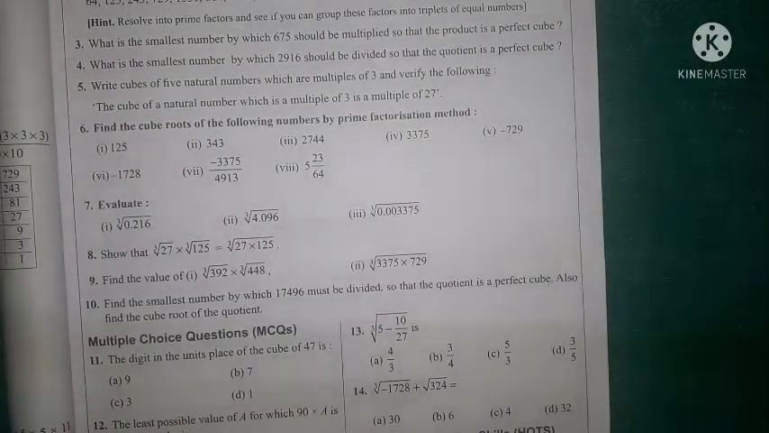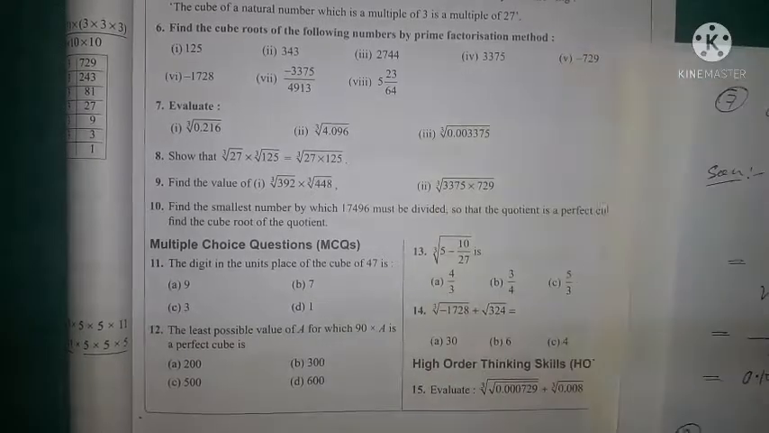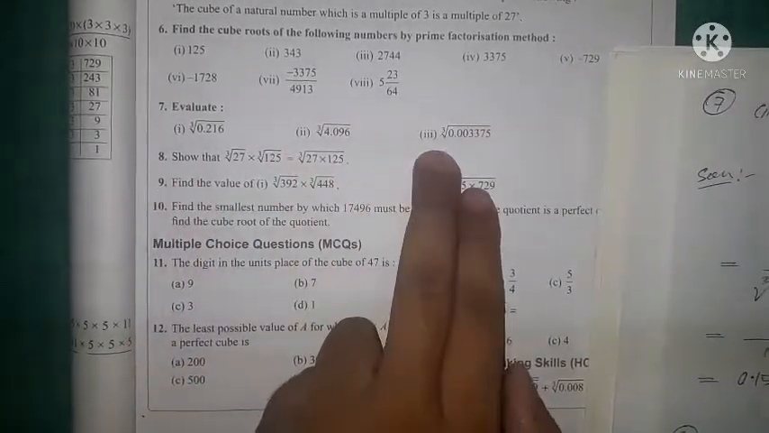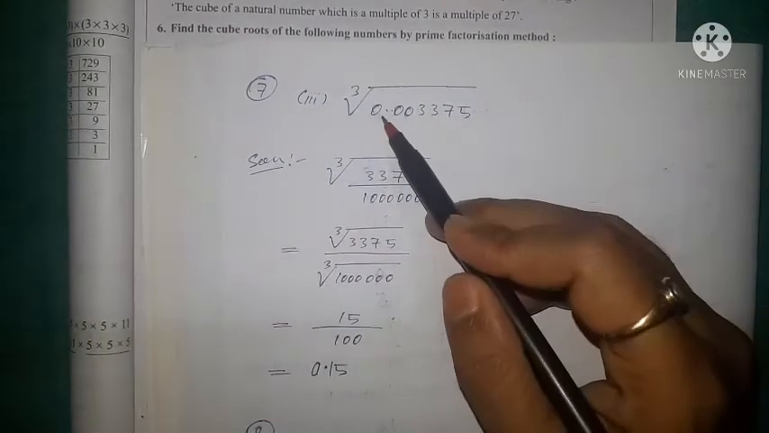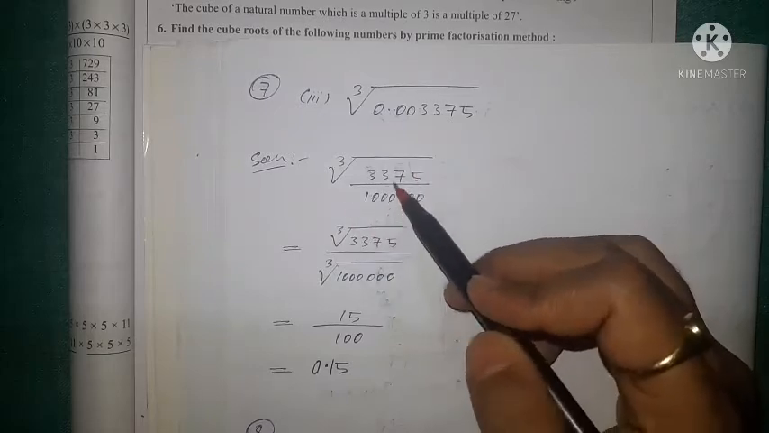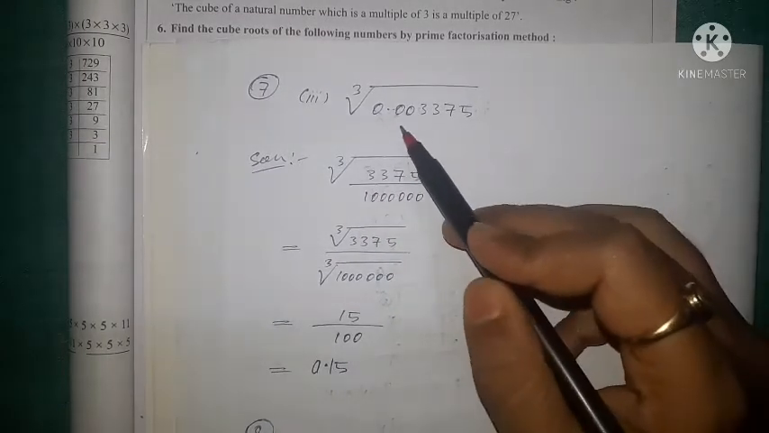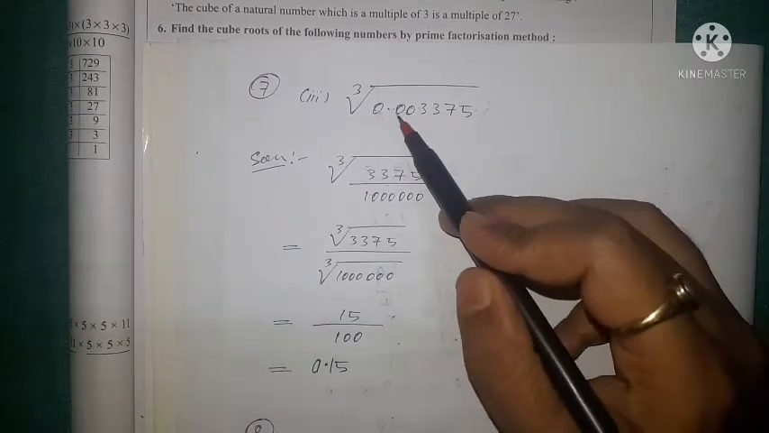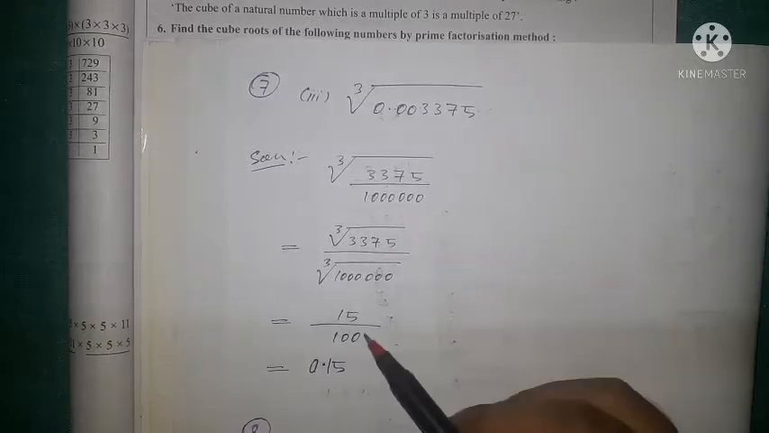Then let's move to question number 7. Question number 7, it is given to evaluate. So we'll be doing question number 7, Roman number 3. 0.003375 we can express as a fraction in this manner, that is 3375. Since how many decimal places are there? Just counted 1, 2, 3, 4, 5, 6. So therefore we have taken 6 zeros.